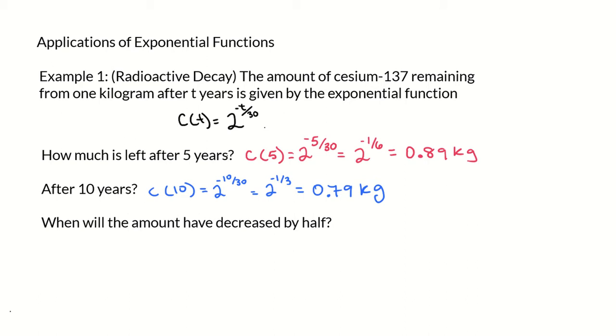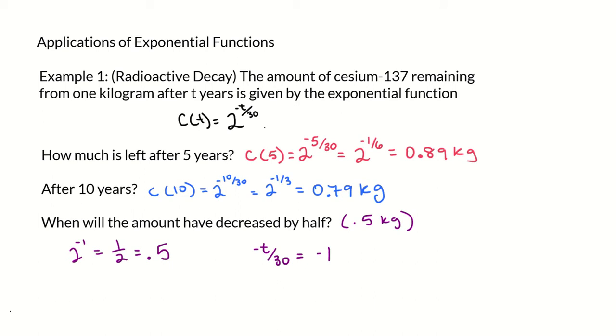So when will the amount have decreased by half? That means when will we have 0.5 kilograms remaining? So when will the result of that function be 0.5? So if we think about it, half or 0.5 is equal to 2 to the negative 1. So really this question is asking, when will the exponent of this function be negative 1? So when will negative t over 30 be equal to negative 1?